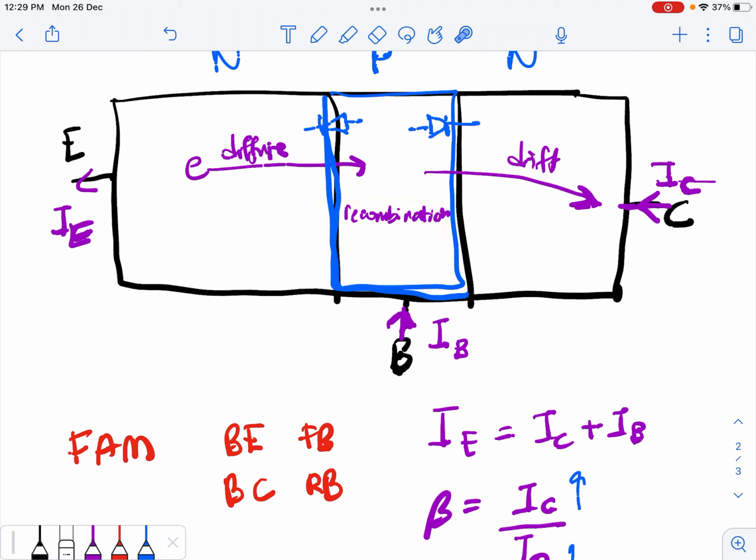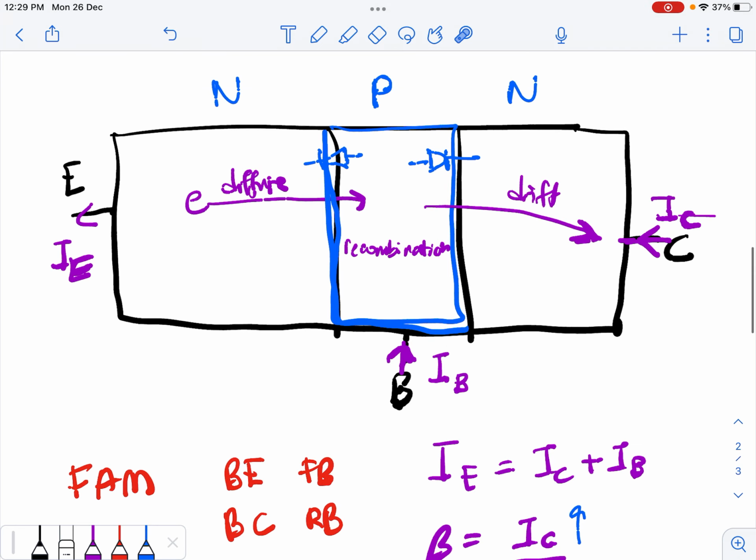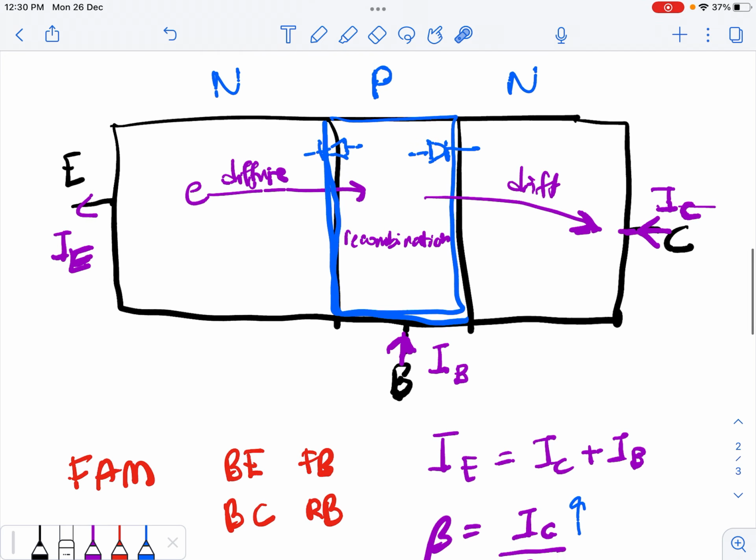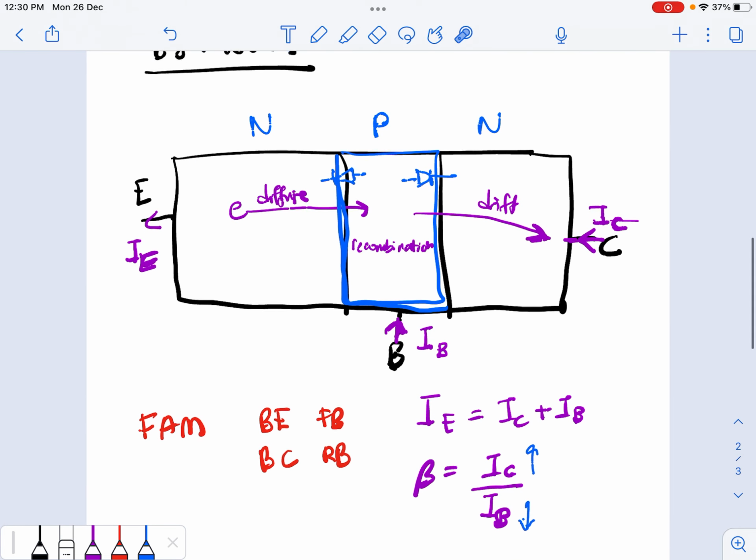How do we reduce the recombination? As I mentioned before, one way is to reduce the area of the base, so the probability of recombining is less. Another thing, we also try to reduce the doping of the P. If you reduce the P doping over here, the number of holes will be less, therefore the probability for recombination to happen is also less. So that's how a BJT works.